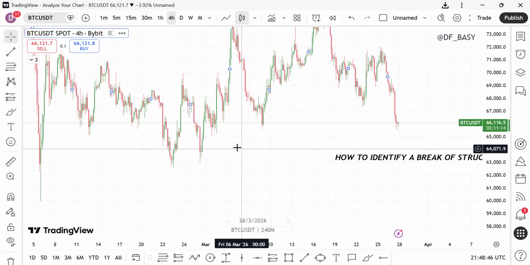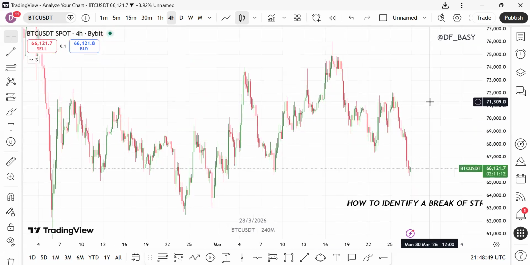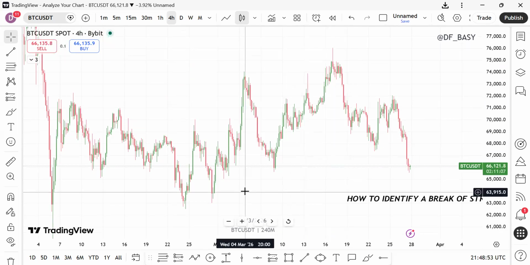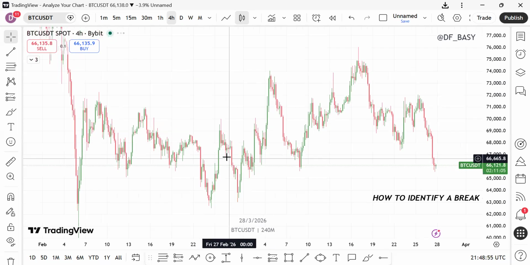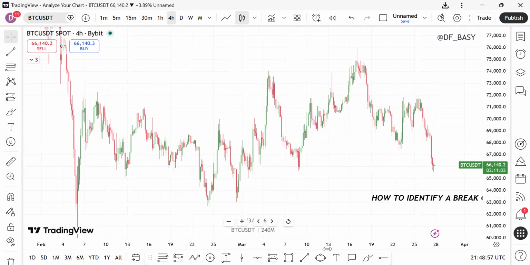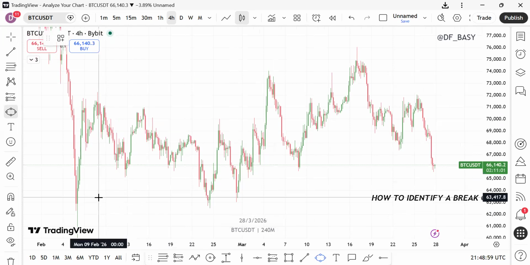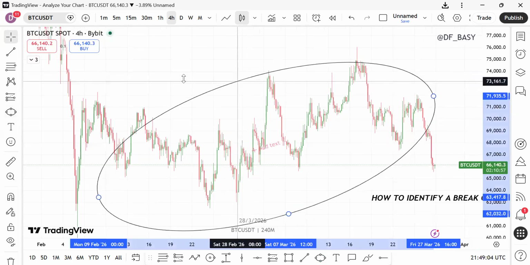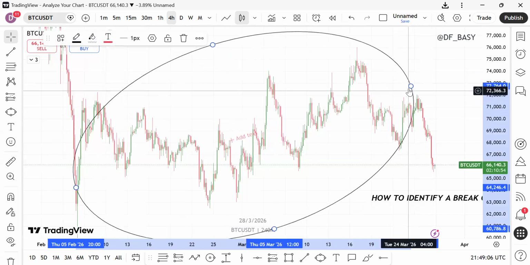For this, I'll be using the BTC USD chart. So this is BTC USD, right? Now, looking at this chart, I'm marking out the data we're using. So this is the data we'll be working on, from here to here, right?